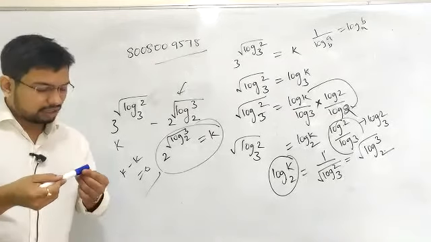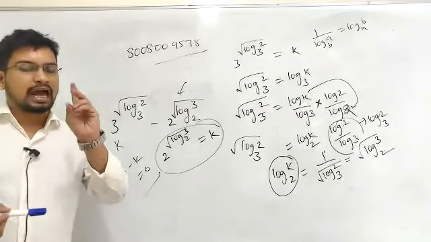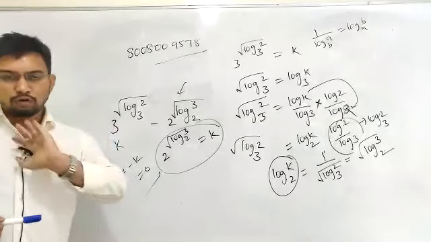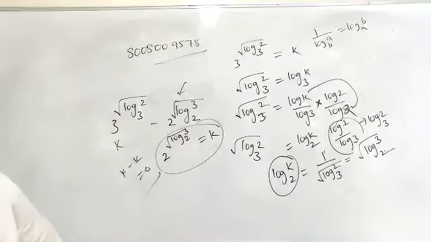Hope this is clear. We'll stop it here today. Just go through the material. Leave characteristic, mantissa and number of digits, and try the rest. Hope this is clear.